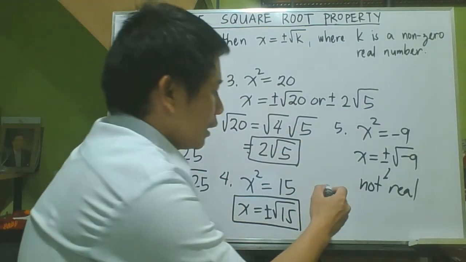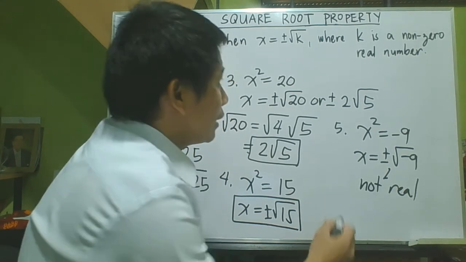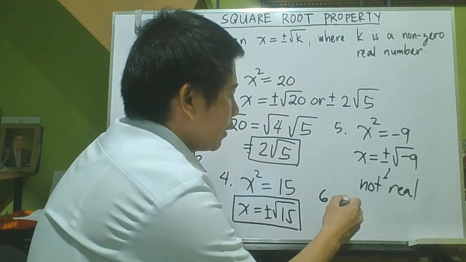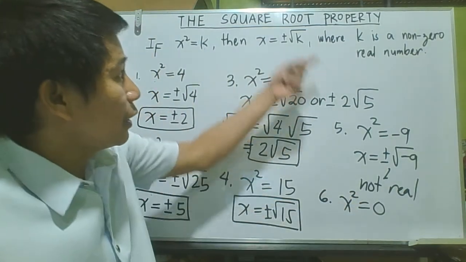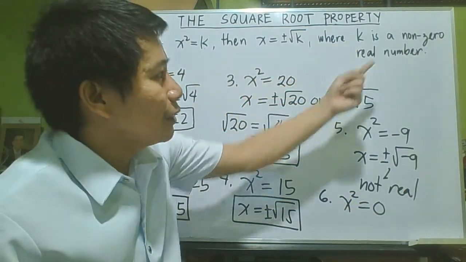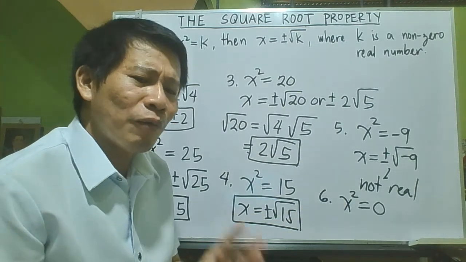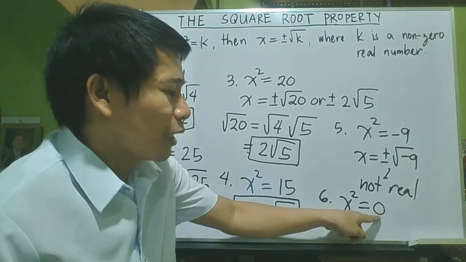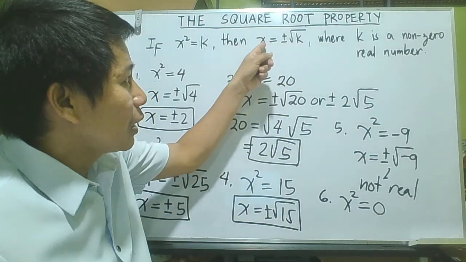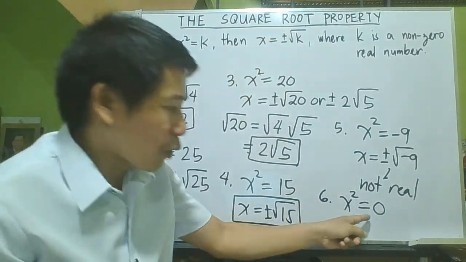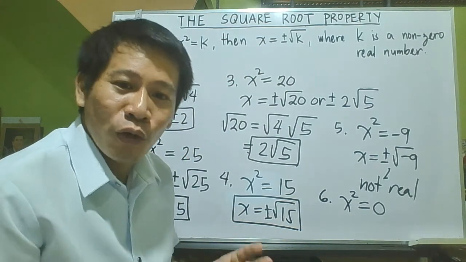How about if our k is 0? Suppose we have here x squared is equal to 0. Observe that in our statement, k is a non-zero real number. Why? What will happen if k is 0? Are we going to have the values of x positive negative square root of 0? No. Why?